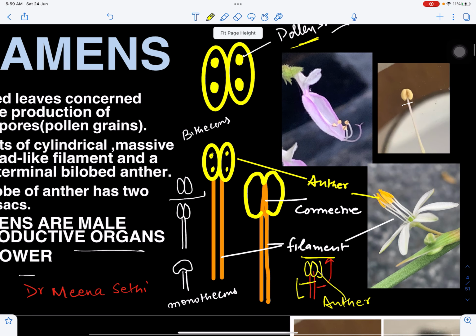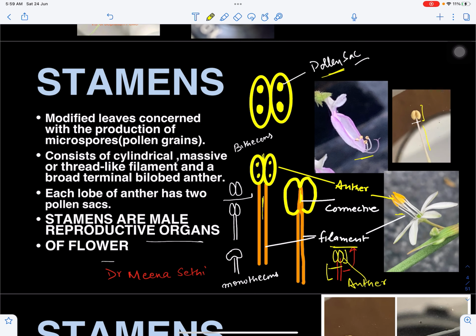So this is the filament, which has 2 lobes. Here also these are the stamens. And this filament continues here in between. If we see from the back side, it appears like this. This is the connective, which is sterile, and where the pollen sacs are present, this part is fertile. This stamen will form the male gametes by the formation of pollen grains. So it is called the male reproductive organ of the flower.